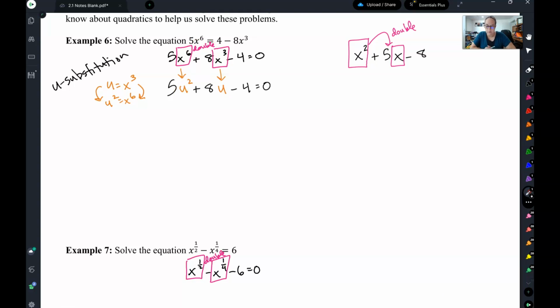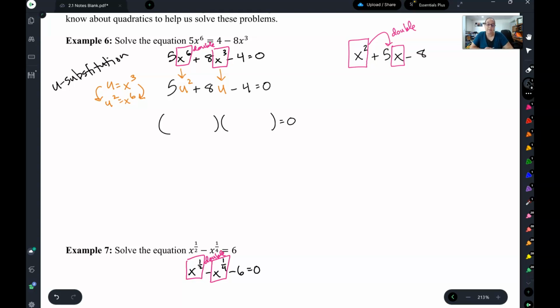It's still being doubled. And the only reason I changed those to u's was so that I could make this look prettier. You'll notice that this with the u's looks a lot nicer to factor than this. And that is the whole reason we do it. It's just to make it look prettier for the factoring part of the problem.